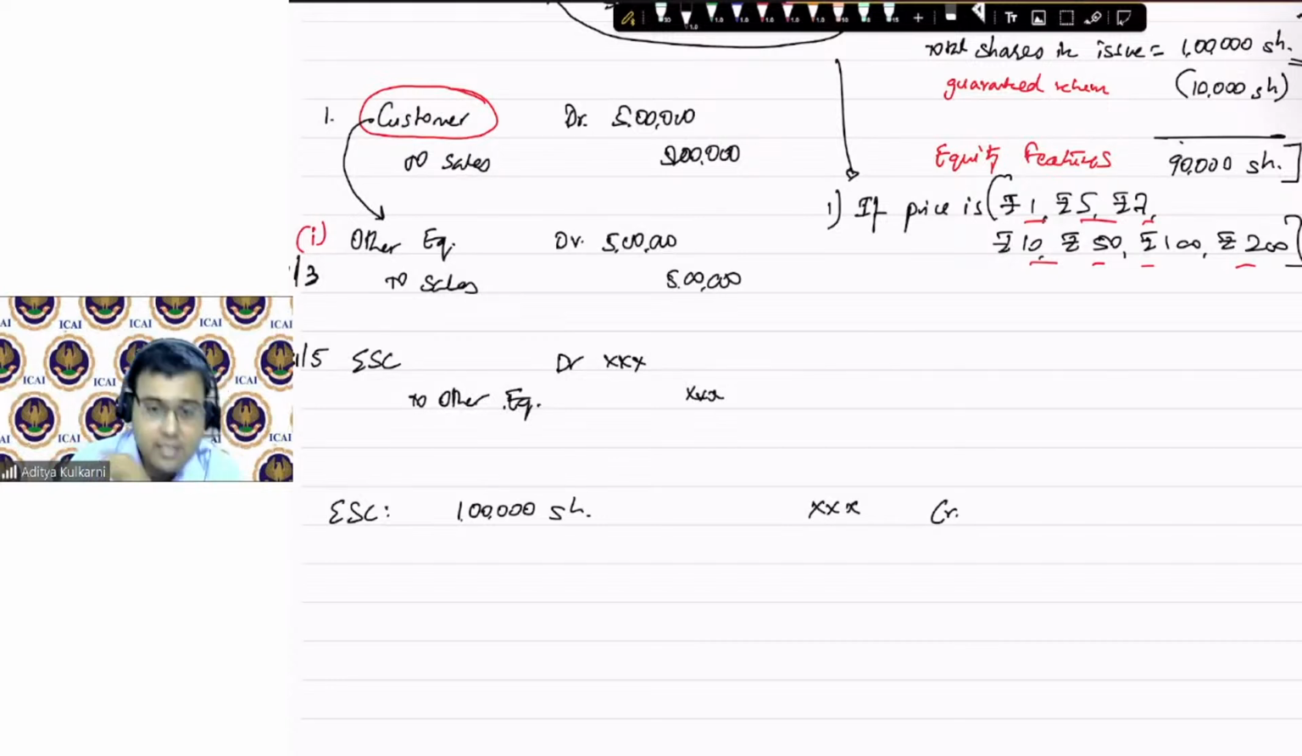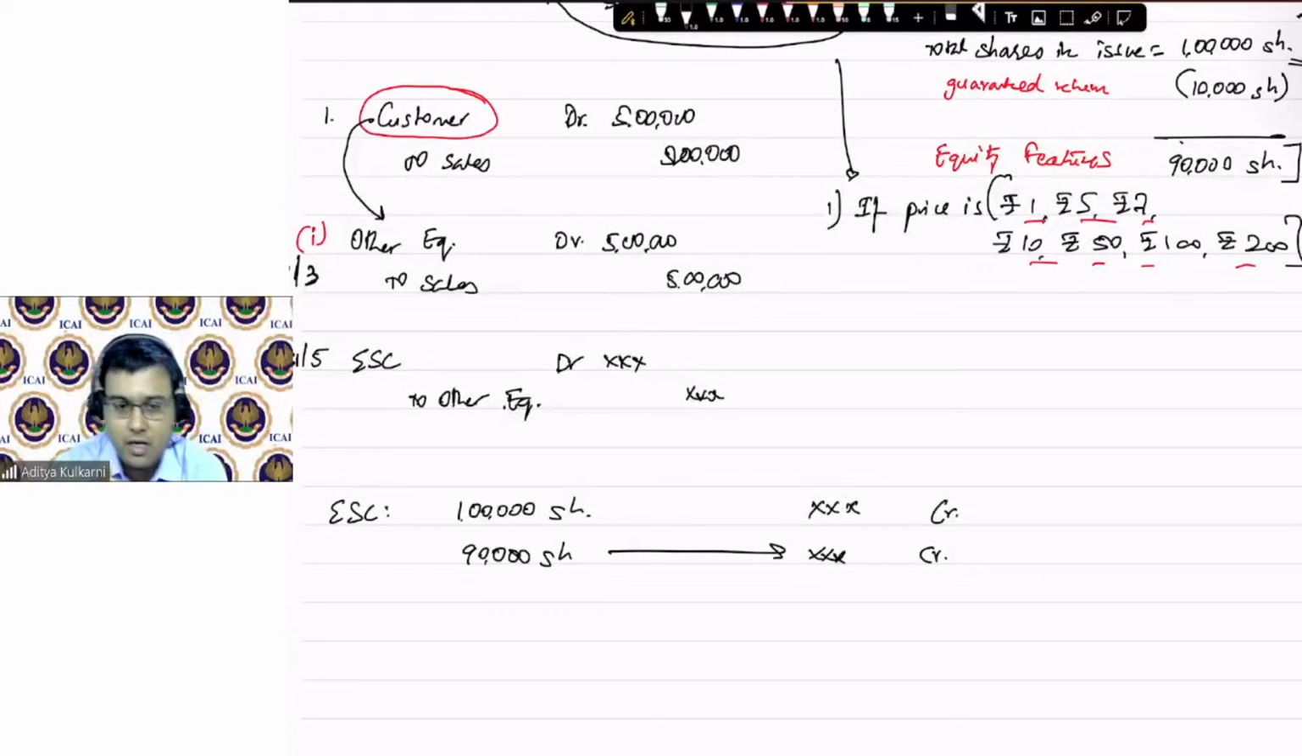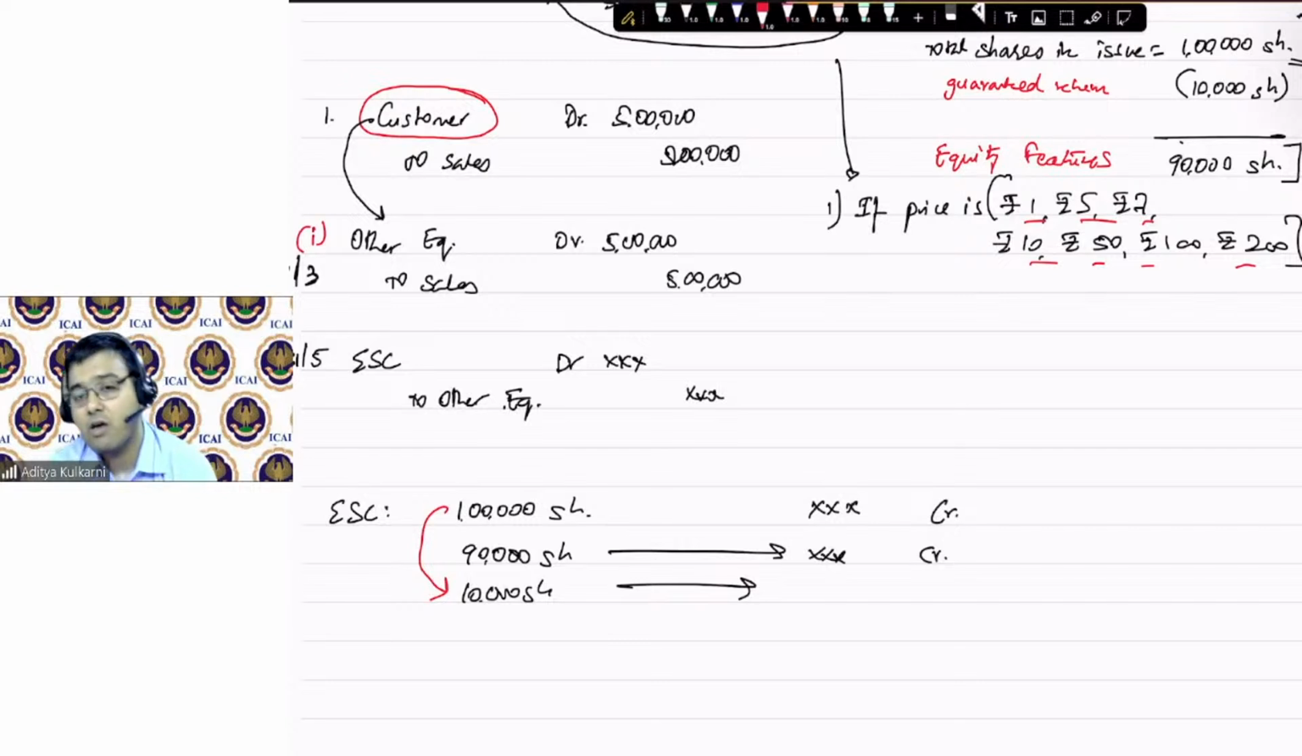So my actual instruments exhibiting equity features are not 1 lakh. It is only 90,000. Actual equity is only worth 90,000 shares. On the remaining 10,000 shares, I don't reflect equity features. I have given a guarantee of 5 lakhs for that. And therefore, I have to remove it from here. And that is why I am debiting other equity. I am not debiting other equity because it is equity. I am debiting other equity because it is not equity. Are you able to understand the difference?